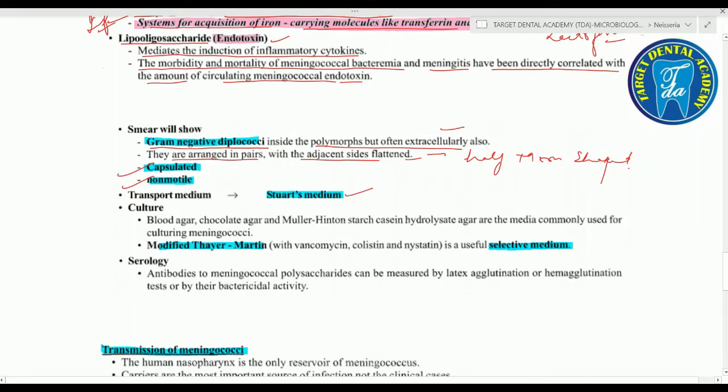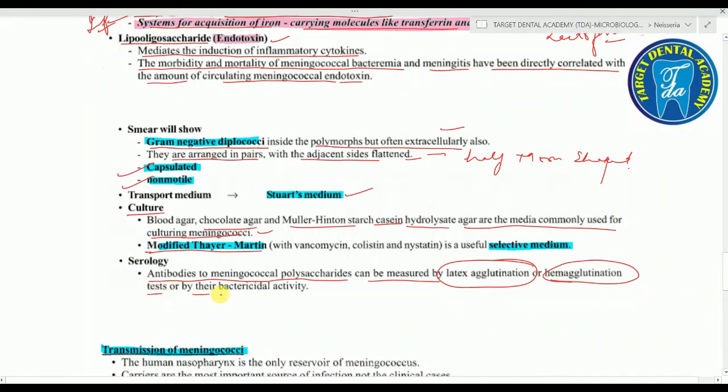Transport medium is Stuart's medium, and culture is modified. Your selective medium is modified Thayer-Martin medium. So the blood agar, chocolate agar, Mueller-Hinton starch casein hydrolysate agar are the media commonly used for the culturing of the meningococci. Coming on to the serology. In this, the antibodies to the meningococcal polysaccharides can be measured by the latex agglutination, number one, or with the hemagglutination test, or by the bactericidal activity. So these two or three are the serological tests.